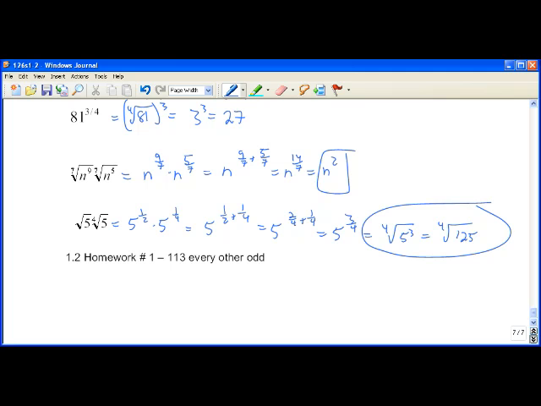We'll stop there today. We'll pick up 1.3 on Thursday and probably do 1.4 on Friday.